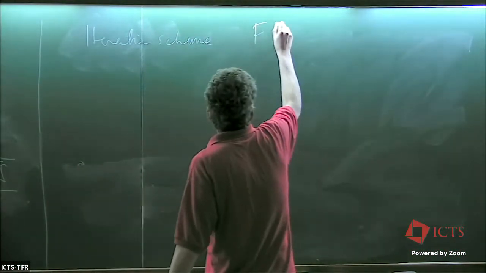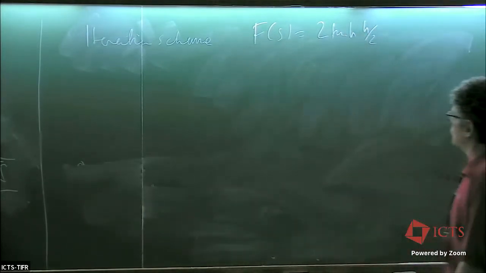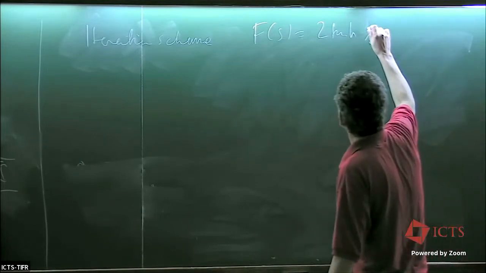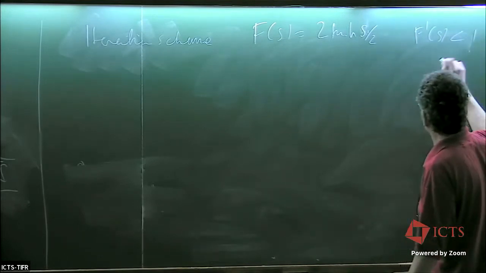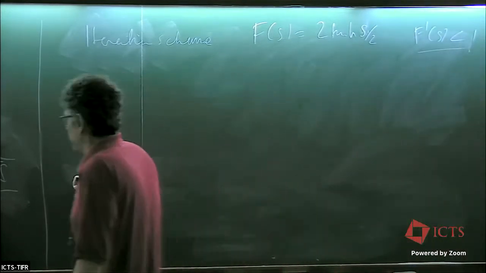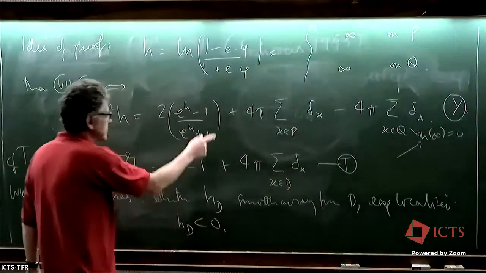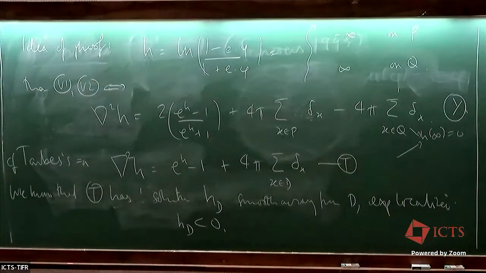So let's define this function. F of S is 2 times hyperbolic tangent of S divided by 2. And note that its derivative is strictly less than 1. Okay. Then the point is our PDE is of the form Laplacian of H equals F of H plus some deltas minus some other deltas, right? So that is just 2 tanh of S over 2. Okay, so our iteration scheme is the following.